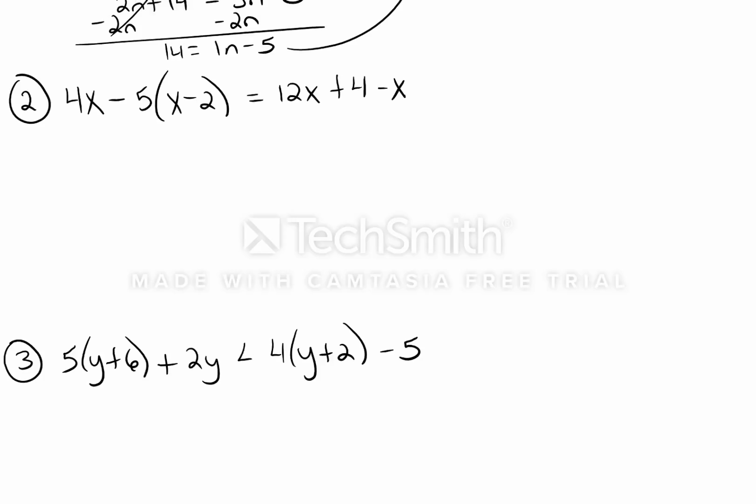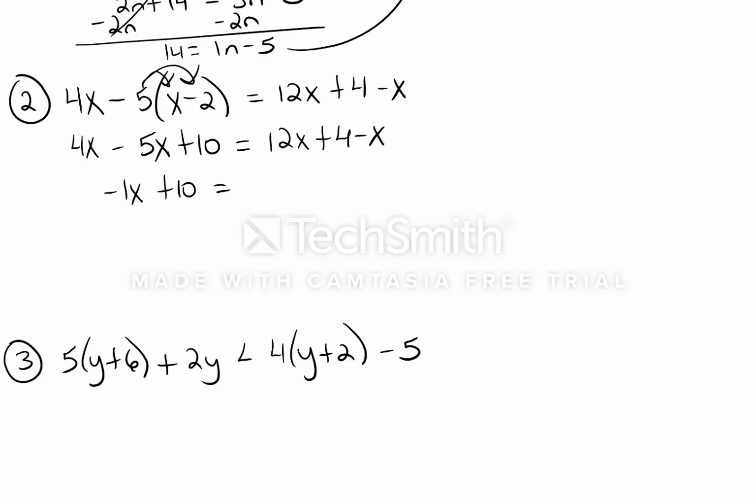On 2, it's a little less complicated than 1. I need to simply distribute here. Watch your negatives. I get 4x minus 5x plus 10, not minus 10, it's plus 10, equals 12x plus 4 minus x. Now I'm going to combine like terms. I get negative 1x plus 10 equals 11x plus 4.